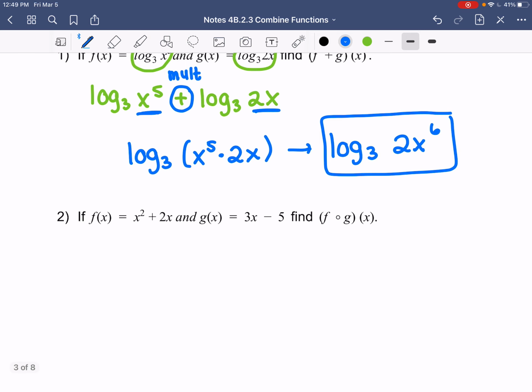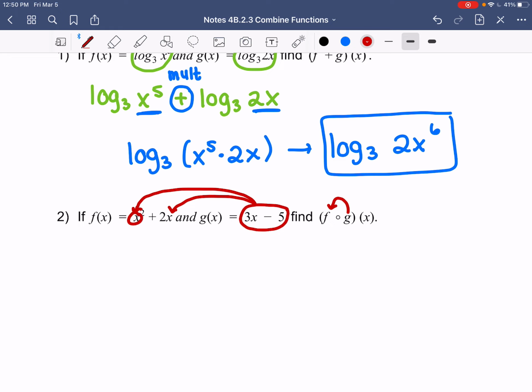All right, our next one is if f of x equals x squared plus 2x and g of x equals 3x minus 5, find f composition g. So we're going to compose them together. So what it means is you're going to take g and plug it into f. Something that helps me is I take g and I circle it. And what I do is I say, okay, this g is getting plugged into not just this x, but also this x in our function.